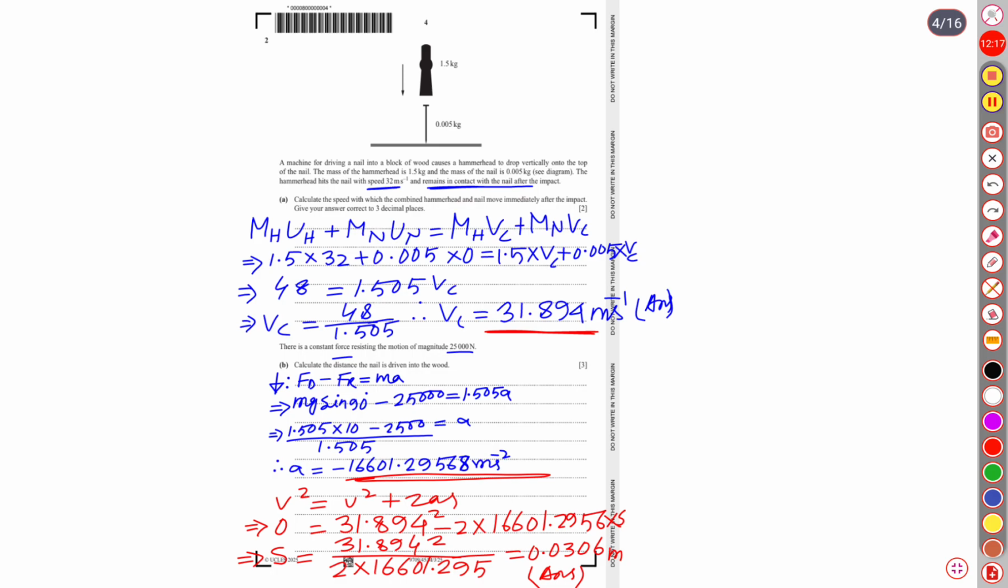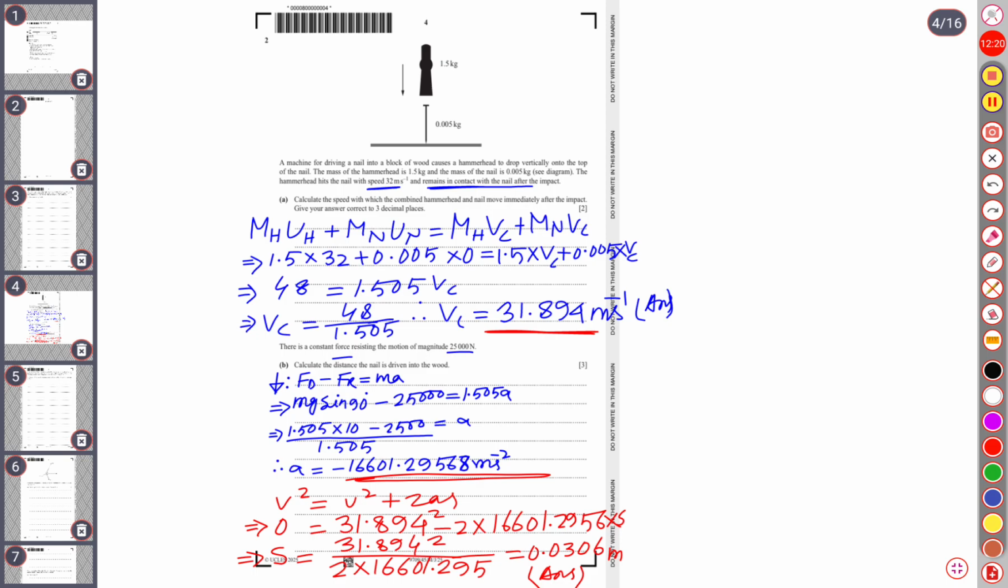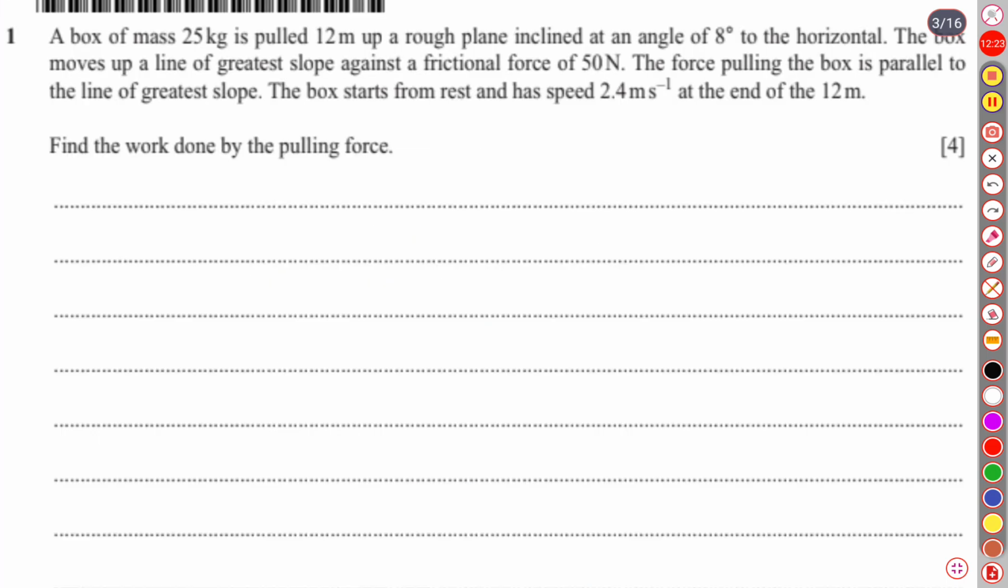Well, let's move back to question number 1. Question number 1 says, a box of mass 25 kg is pulled 12 meter up a rough plane inclined at an angle of 8 degrees to the horizontal. The box moves up a line of greatest slope against a frictional force of 50 Newton. The force pulling the box is parallel to the line of greatest slope. The box starts from rest and has speed 2.4 meter per second at the end of the 12 meter. Find the work done by the pulling force. So here, first of all, we can easily pick up the concept.